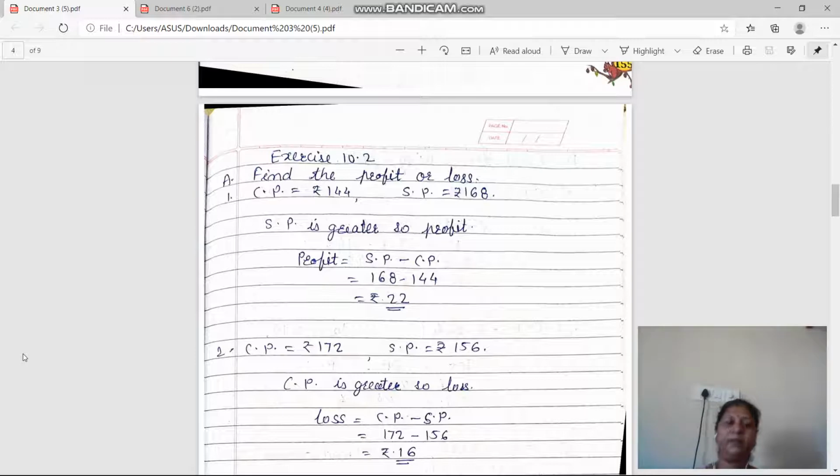Get it? Next thing, cost price is 172 and selling price is 156. So tell me which price is greater? Cost price. So it is loss. So cost price minus selling price, we get 172 minus 156, we get 16 rupees loss.